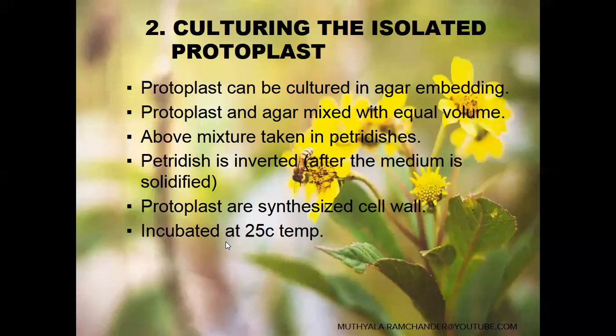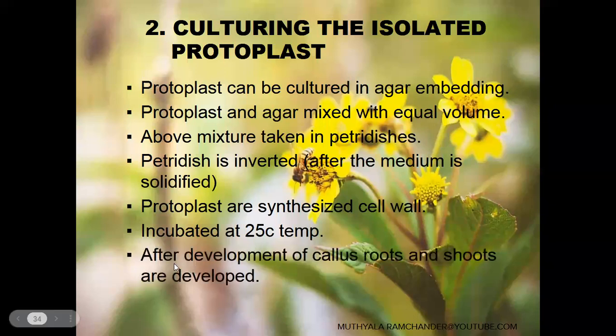Then they are incubated at 25 degrees Celsius temperature. After development of callus, we add growth hormones. They develop into roots and shoots. This process is called organogenesis. Roots and shoots are developed after adding growth hormones. This step is called organogenesis.